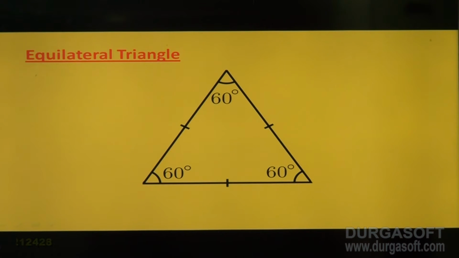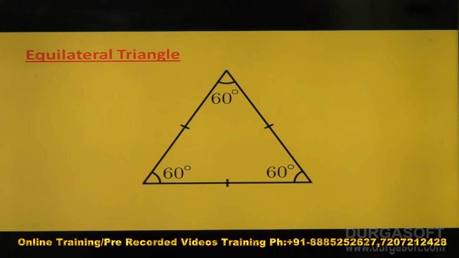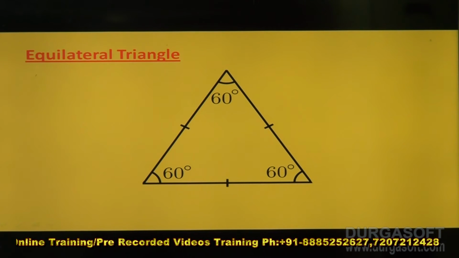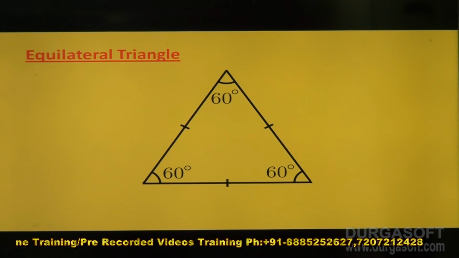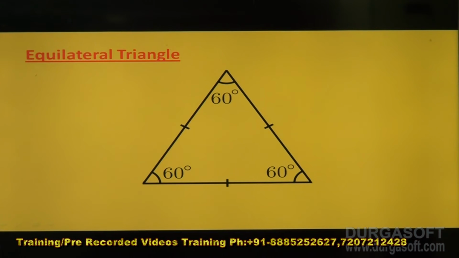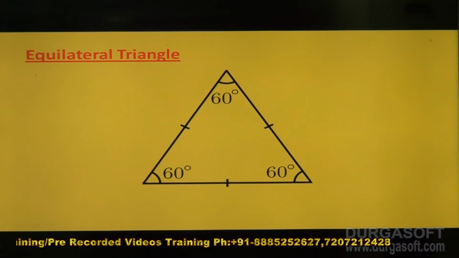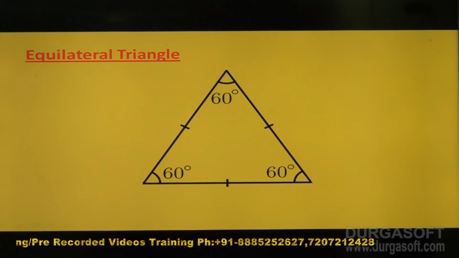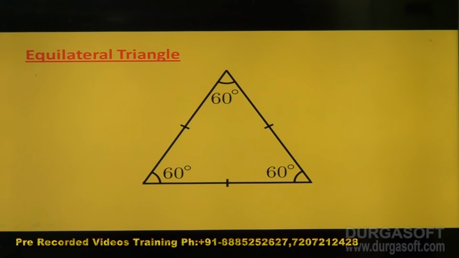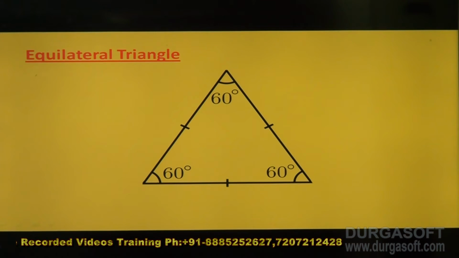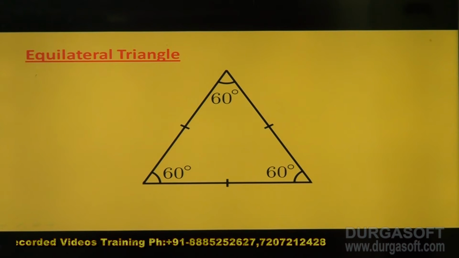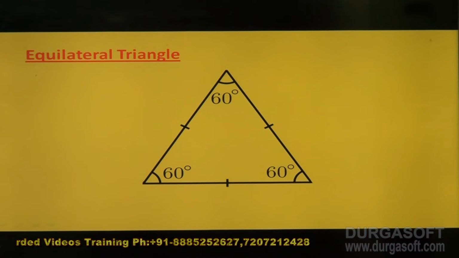Let's see some different triangles. Let's start with the first, the equilateral triangle. If you can see the figure, in an equilateral triangle all the angles will be 60 degrees and all the sides are equal.